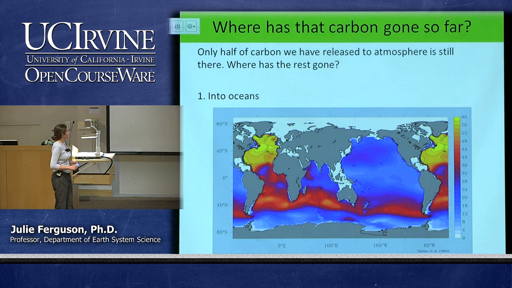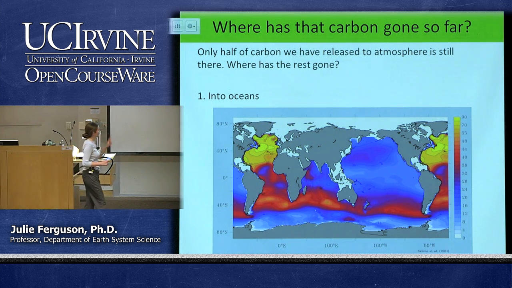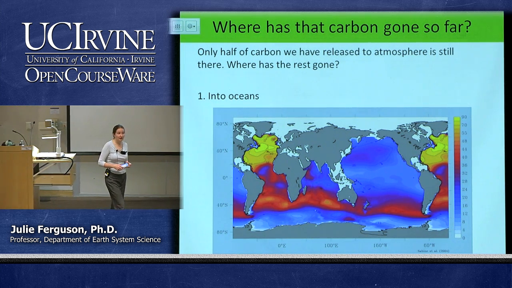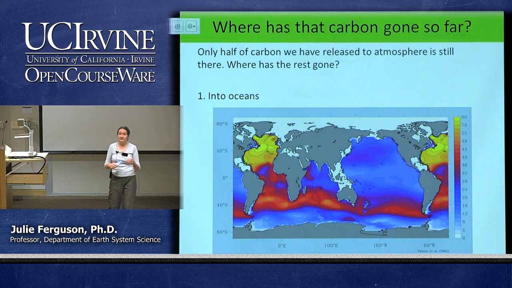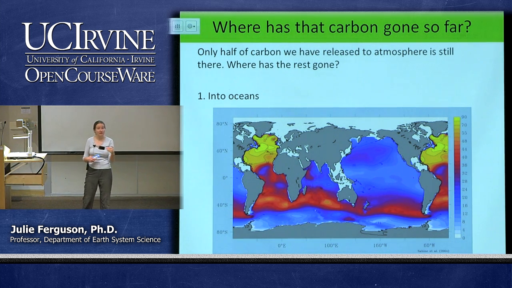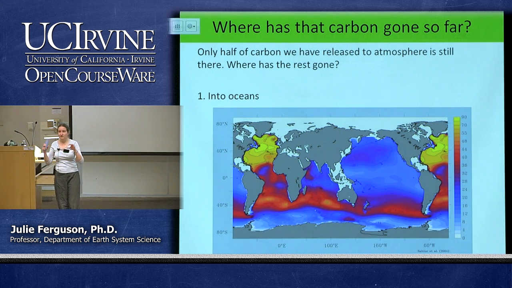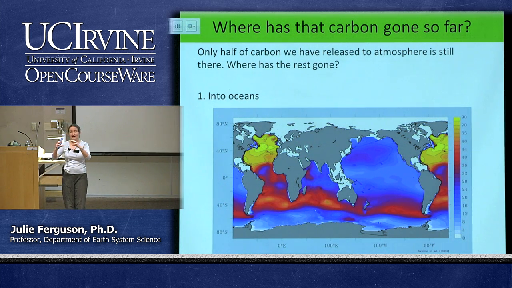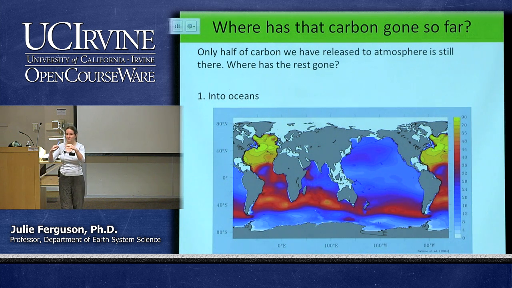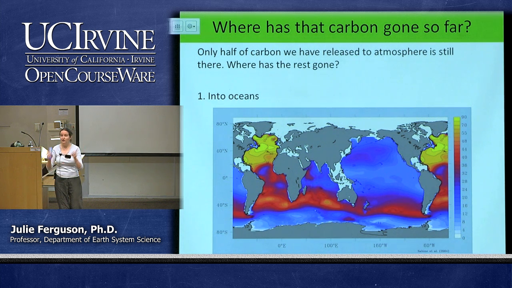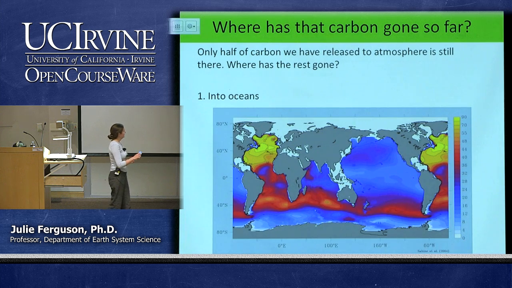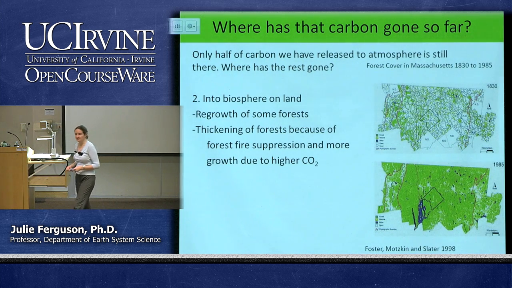So here's our little map of the oceans, and the colors here just show that where the carbon is going into the ocean is in those cold regions where it's easier to dissolve it. But also, especially in the North Atlantic, remember, that's where we have deep water forming. So that water is getting nice and full of CO2, and then it's sinking right down to the base of the North Atlantic. So we're locking away a lot of carbon in the waters up there. And then the rest of it is going into the biosphere.